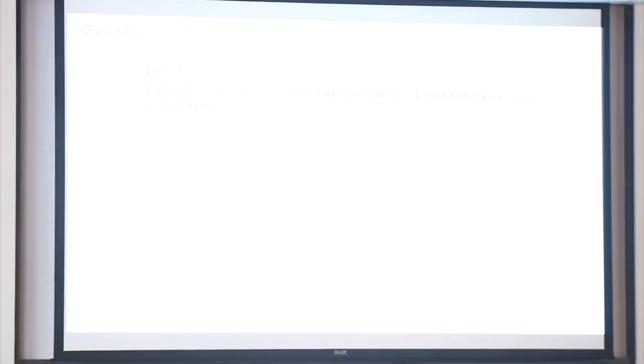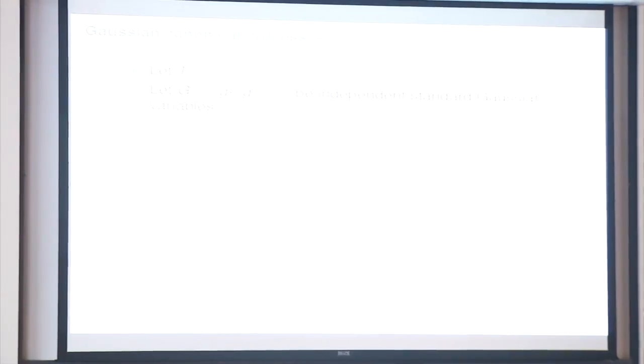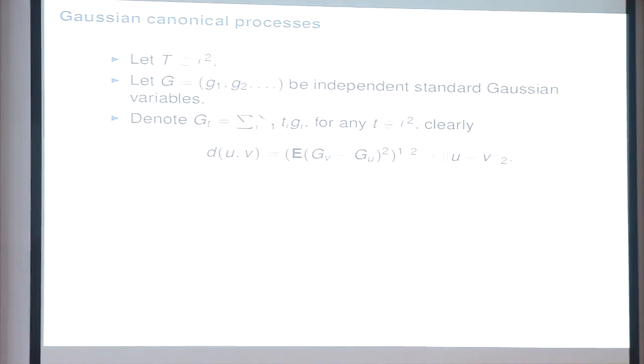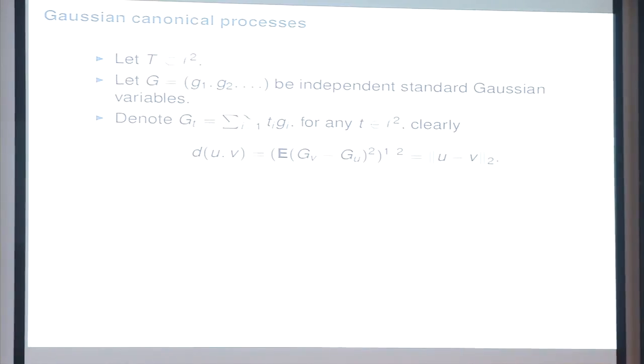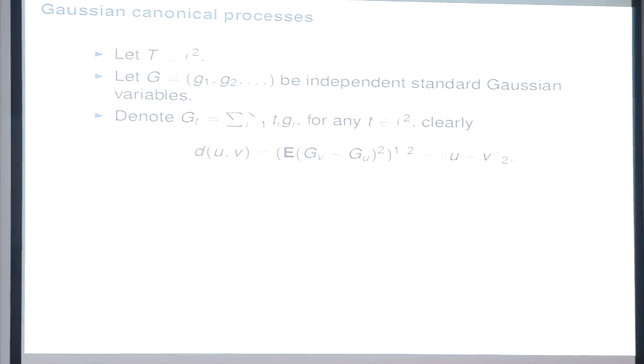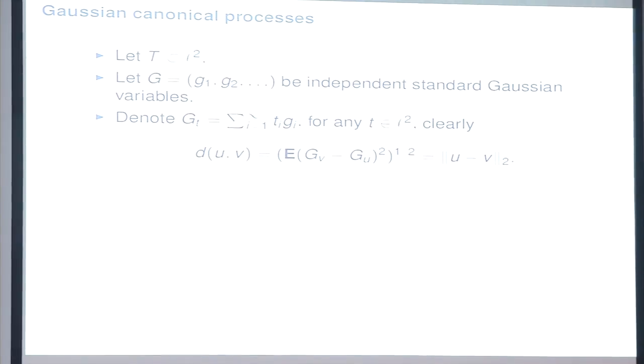All of this stuff was given in the morning. So for example, the most important class are Gaussian processes. And Gaussian canonical processes are obviously processes of this type. And we know that there is one good distance we can use for Gaussian. It's pretty important for what I'm going to say. And this is just Euclidean distance when you're considering Gaussian canonical processes.